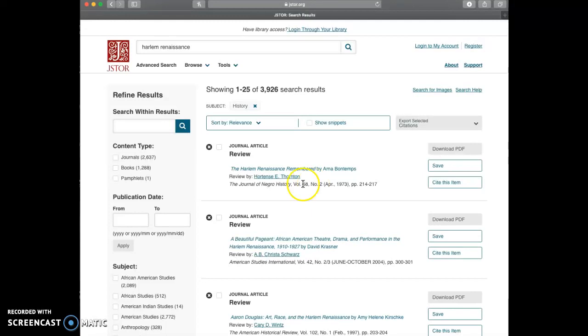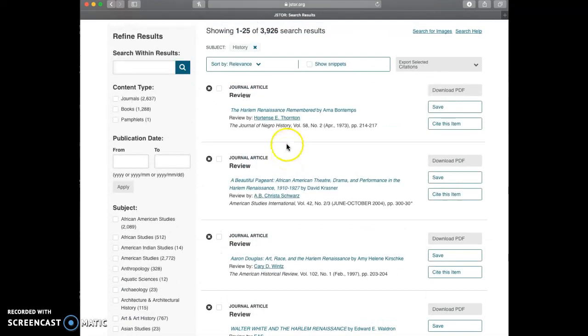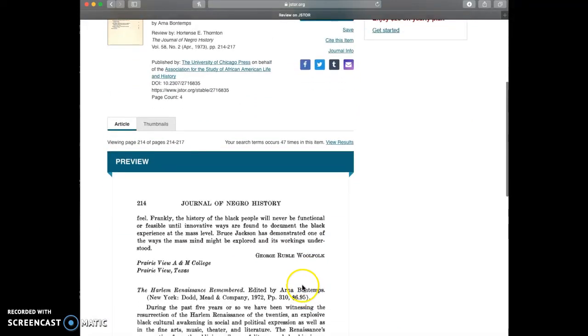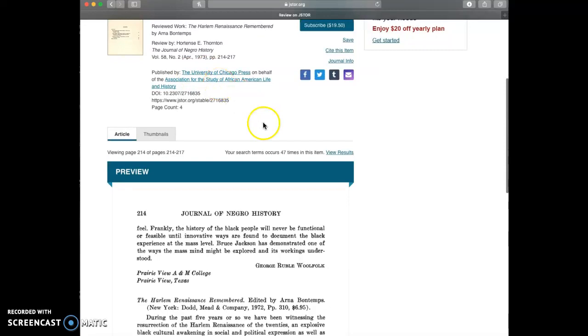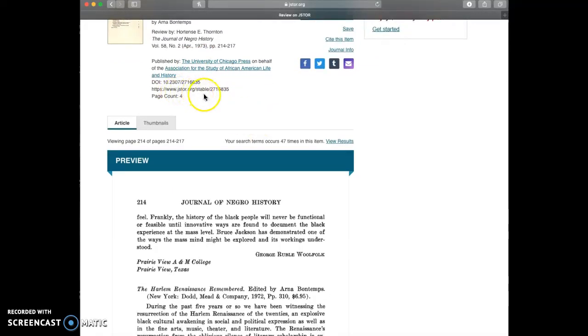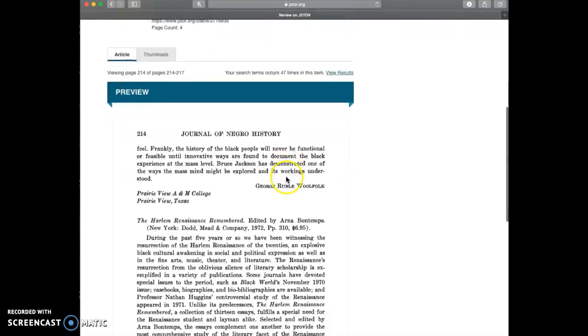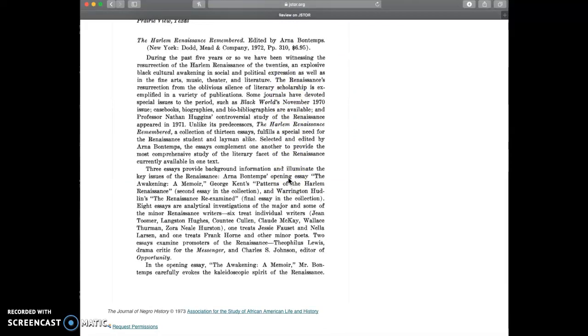But once again, you will use this website to look for the source. Once you find the source, take what you need, cite it. Very easy. This is pretty awesome. Here's a journal article. It was published by the University of Chicago Press, which is a credible source. It's not too big. It seems that it was published in 1973, so that's a lot closer to the Harlem Renaissance than we are now.